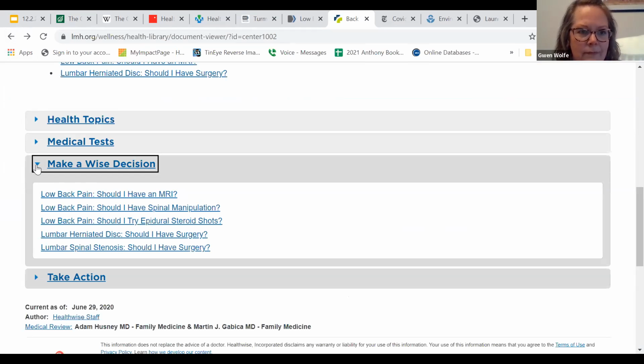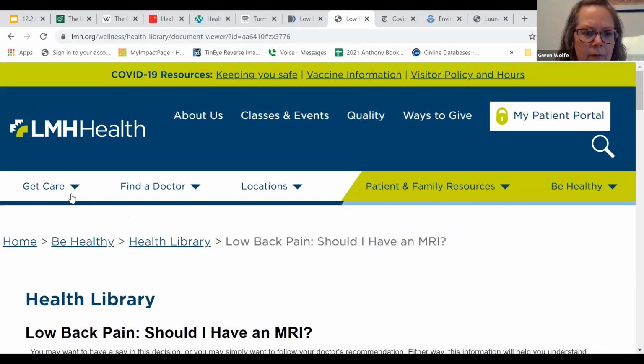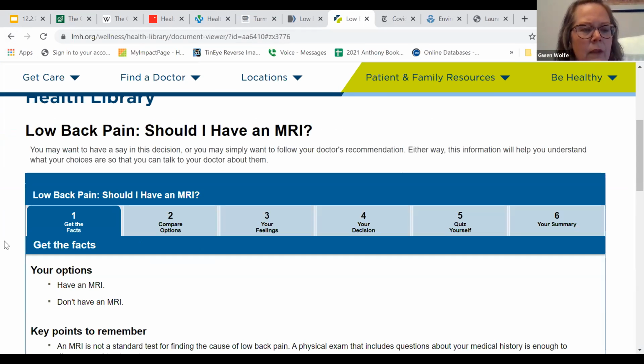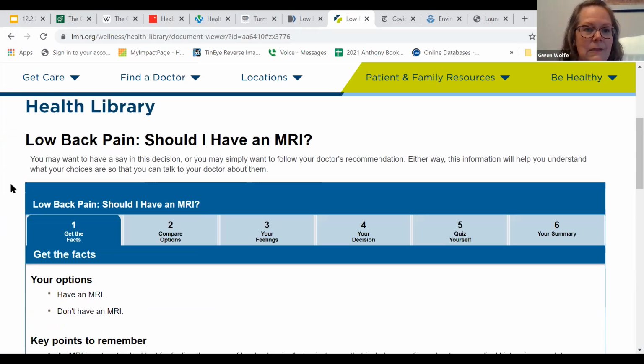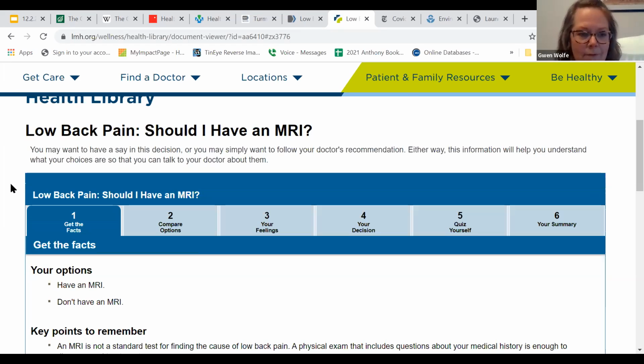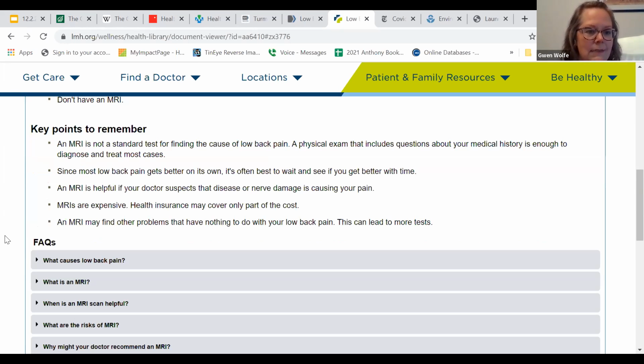make a wise decision. I think this is one that was really interesting to me. Let's see if I'm remembering correctly. Yeah. So we created these questions and kind of a rubric for thinking through if this procedure or this test is really right for you. And so the question is, should I have an MRI for my back pain? Well, they start with helping you understand the facts. You have an MRI, you don't have an MRI. Those are the two options. There are some things to think about, some frequently asked questions.